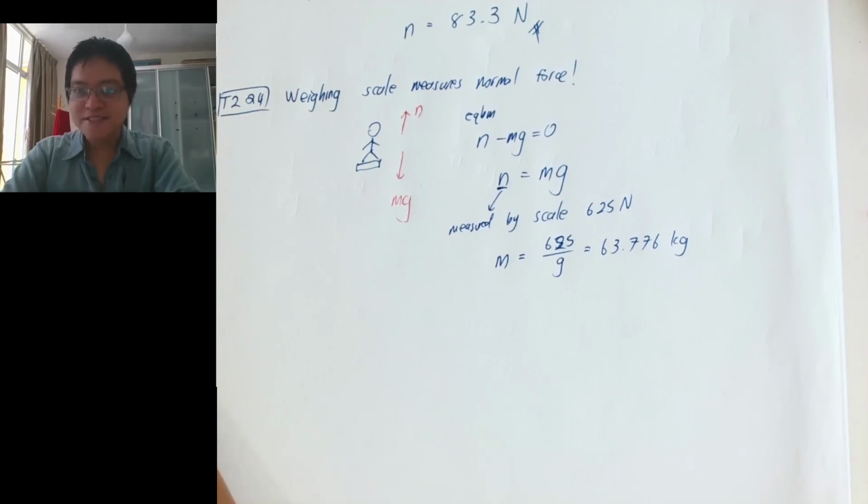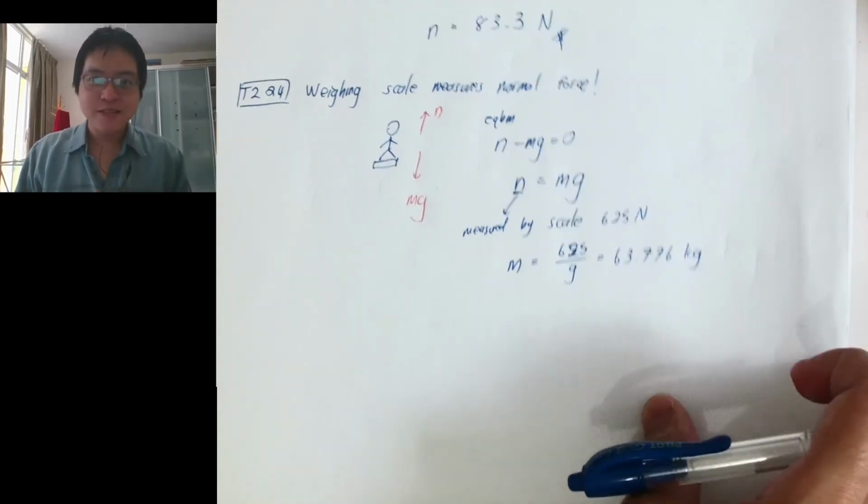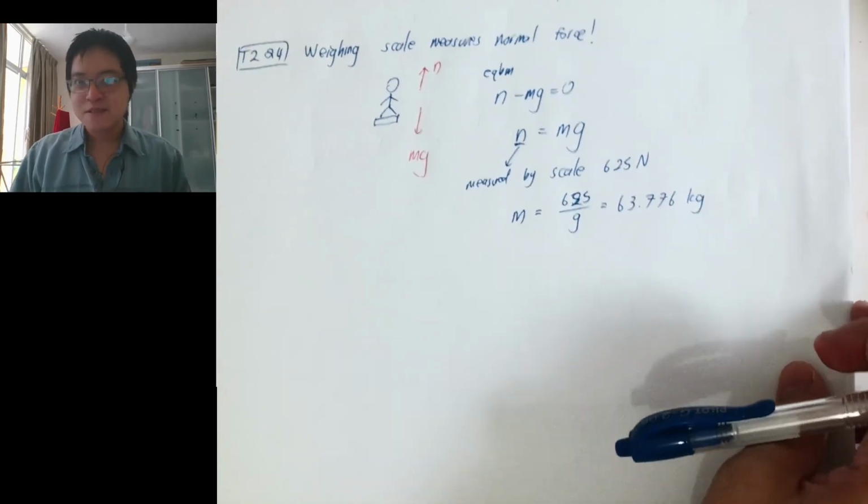Wow, very advanced. Carbon 12. What kind of scales with carbon 12? Atomic weights, atomic mass unit, right?